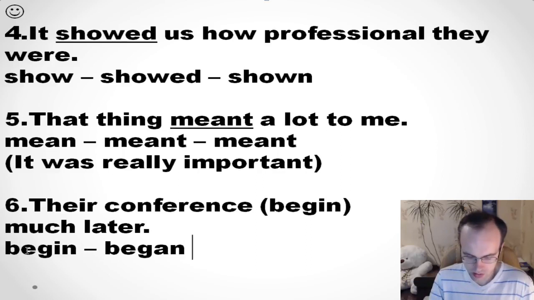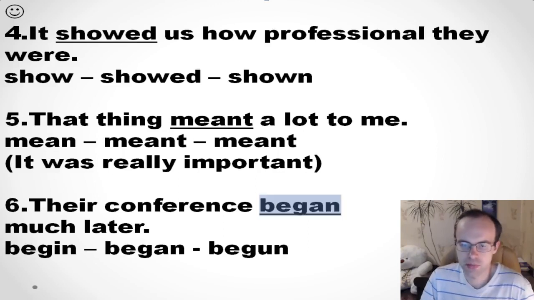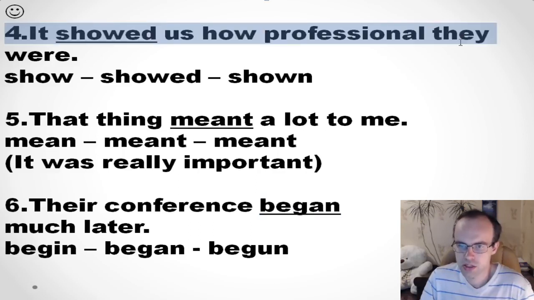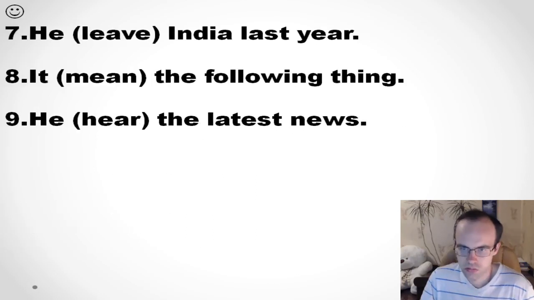Begin, began, begun. The conference began much later. Okay, it showed us how professional they were. Show, showed, shown. That thing meant a lot to me. Mean, meant, meant. It was really important. The conference began much later. Begin, began, begun. Okay, next.